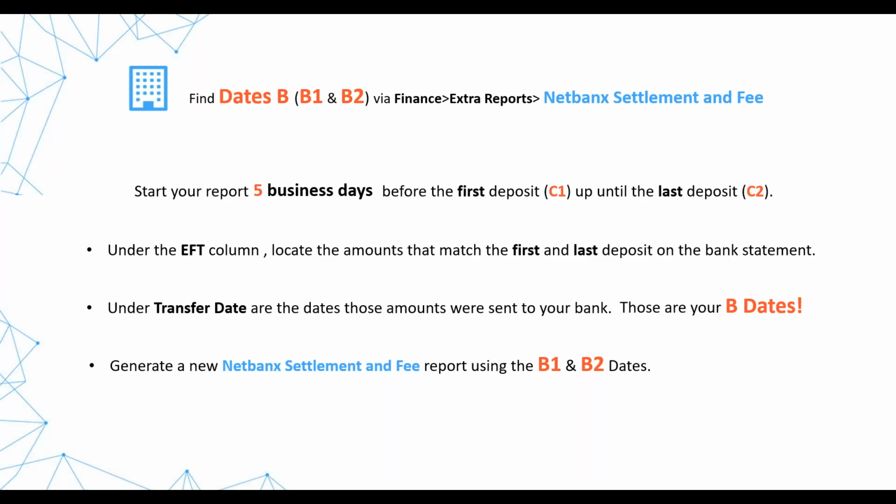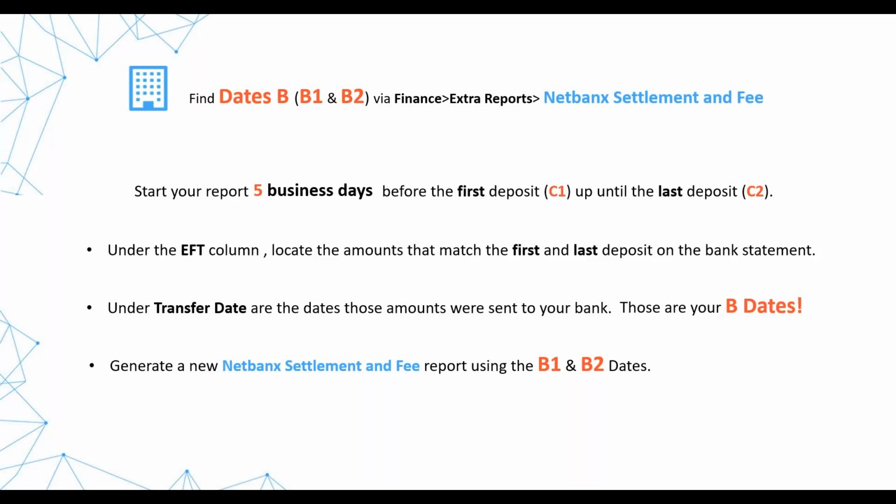To pull our settlement report, take your C1 date and count backwards 5 business days to give us our tentative B1 date, to make sure that we're capturing all of the payments that were processed. This is just to be sure we're taking into account any processing times, weekends, or holidays that may have delayed the transfer time. We can use our C2 date as it is, which was April 30th, which is also our tentative B2 date, as we can be sure all of the amounts will be incorporated within this date range.